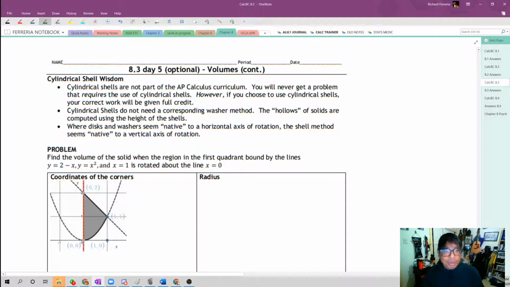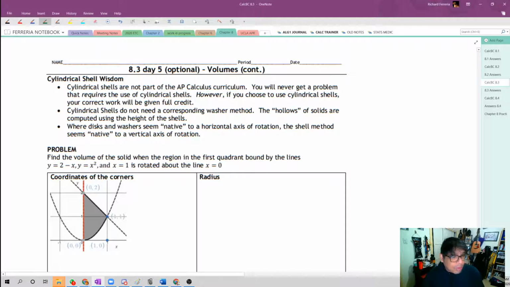And there are questions that are easier to do with the cylindrical shell. Cylindrical shells do not need a washer method because the hollow parts of the solids are computed when we take the height of the shell into account. And where disks and washers are kind of native, quote unquote, to the horizontal axis of rotation, the shell method seems to favor or be more native to a vertical axis of rotation. So if you have a vertical axis of rotation, you might want to think about using the shell method instead.